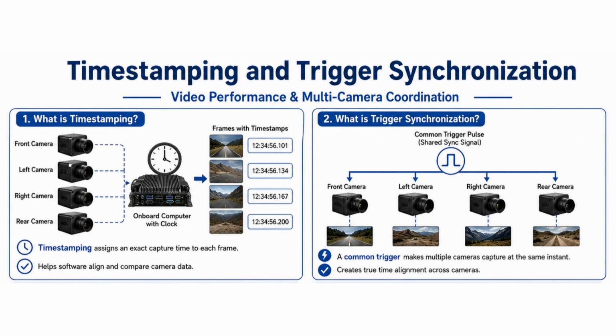This creates true capture time alignment. These two methods work together. The trigger controls when the cameras capture, while the timestamp records when each frame was created. Accurate timing is essential for surround view, stereo depth, sensor fusion, and AI perception. Without it, moving objects may appear in different positions across camera feeds, leading to poor alignment and unreliable decisions.